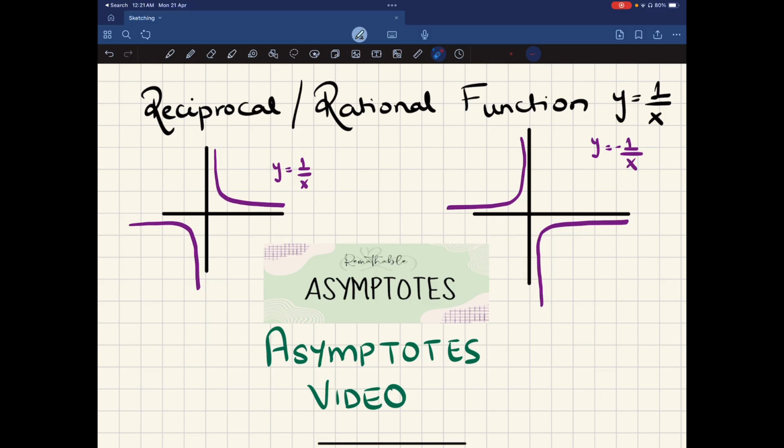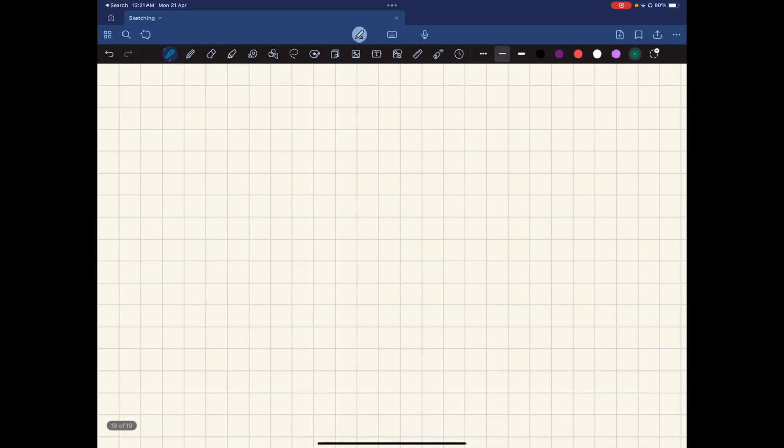Now let's move on to squared rational functions or squared reciprocals.